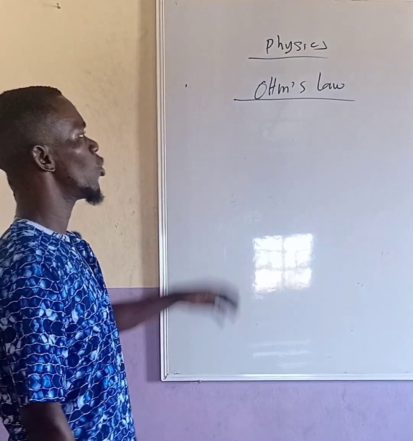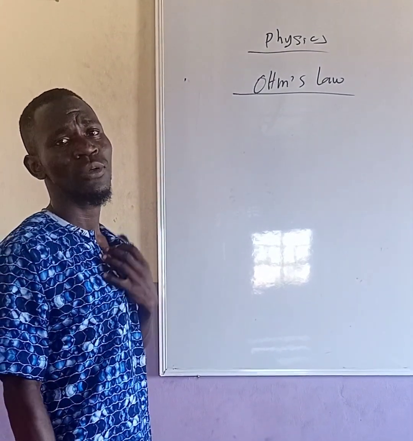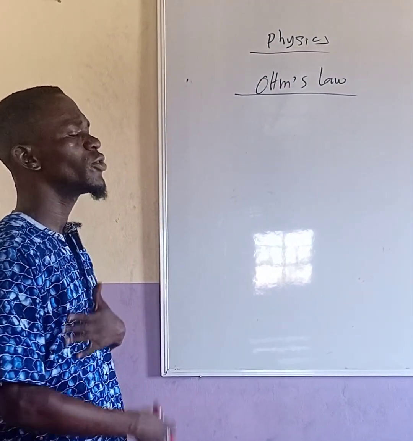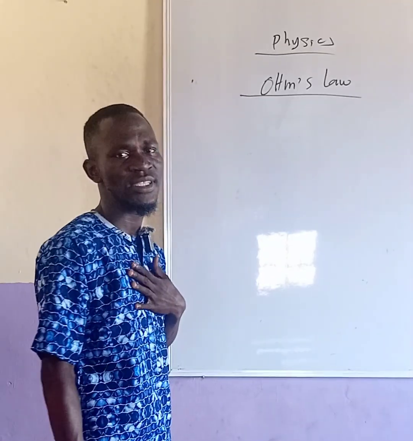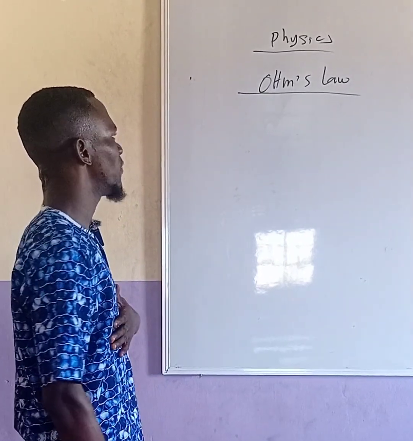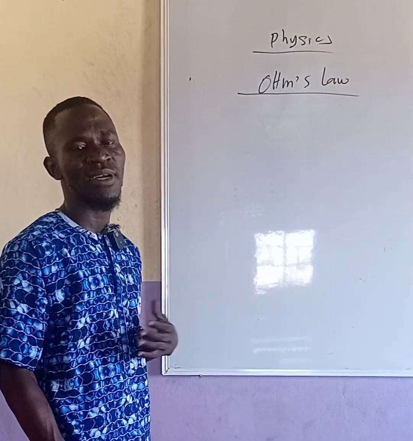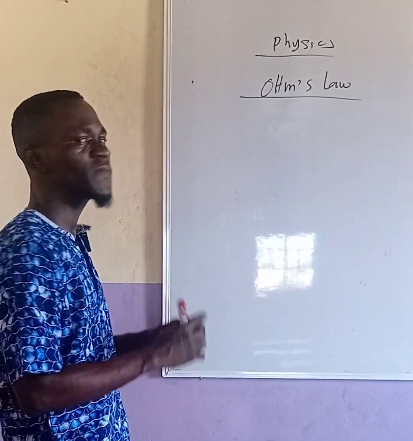So we have a topic here, Ohm's law. According to Ohm's law, it states that the current flowing through a metallic conductor is directly proportional to the potential difference across its ends, provided that the physical conditions of the material are kept constant. Now, what are those physical conditions?